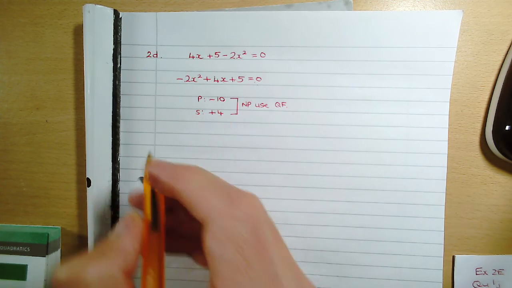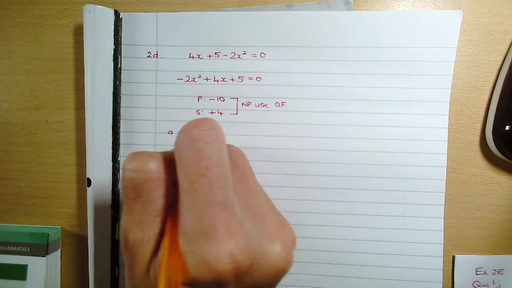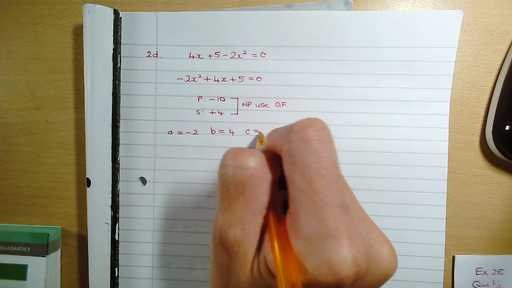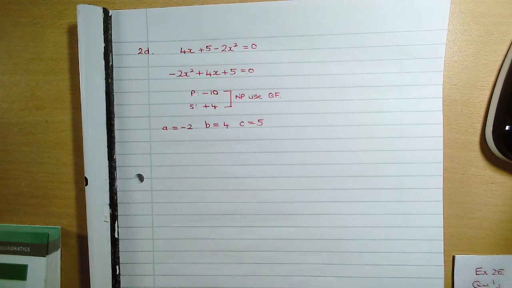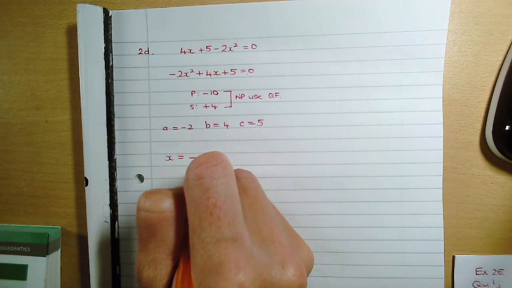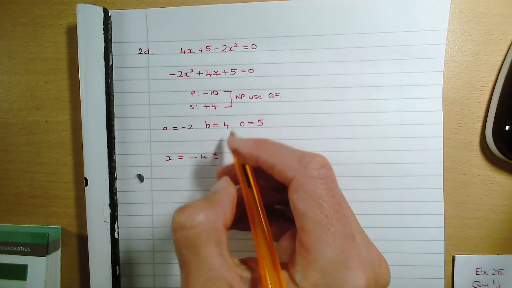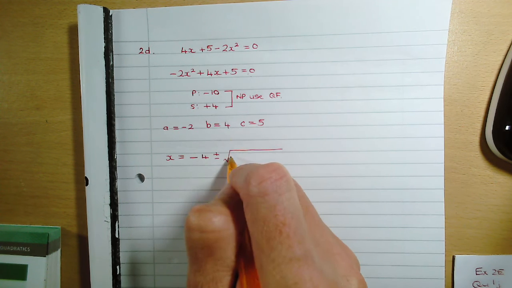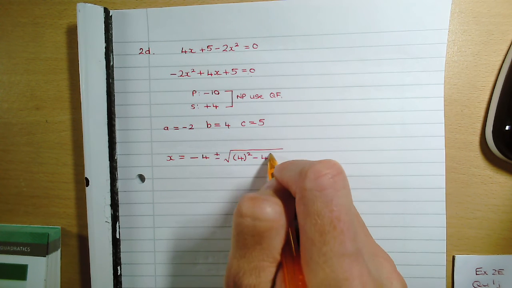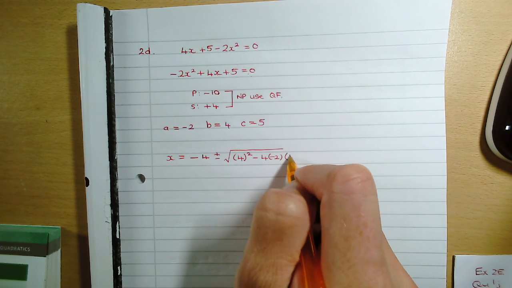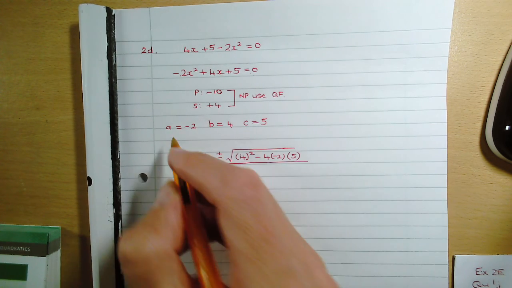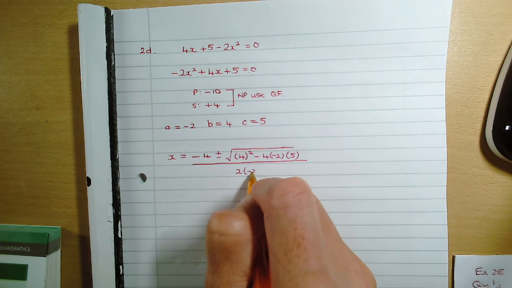A is the coefficient of x squared, B is the coefficient of x, and C is the number term. So again, chuck them into our quadratic formula. So x equals minus, and then we're subbing in 4 for B, plus or minus square root of B squared minus 4 times A times C, and that's all over 2A. And then tidy up.